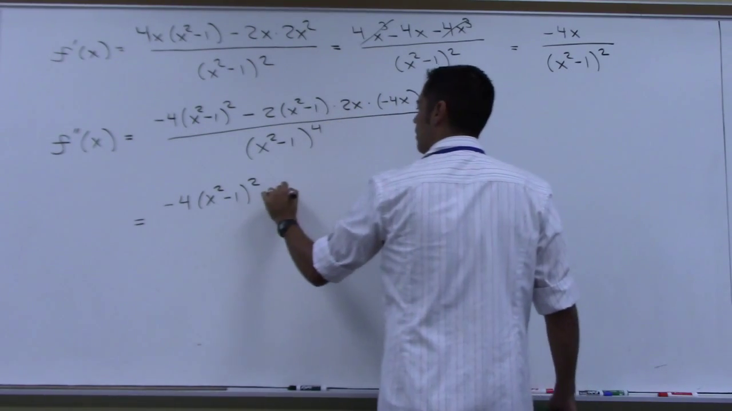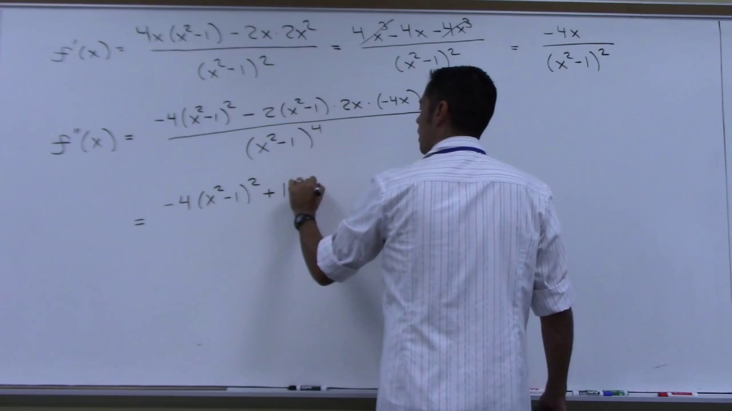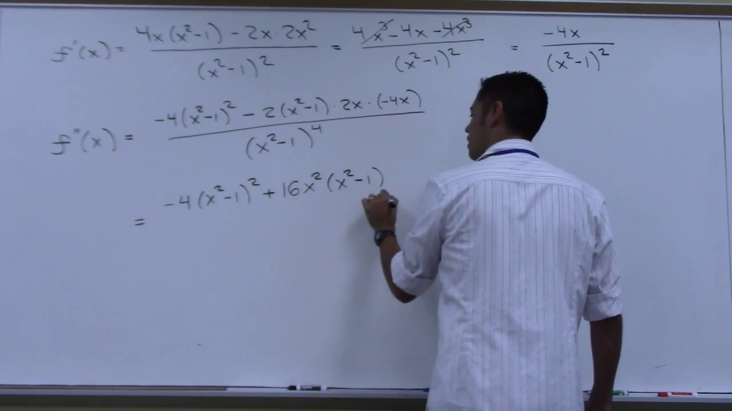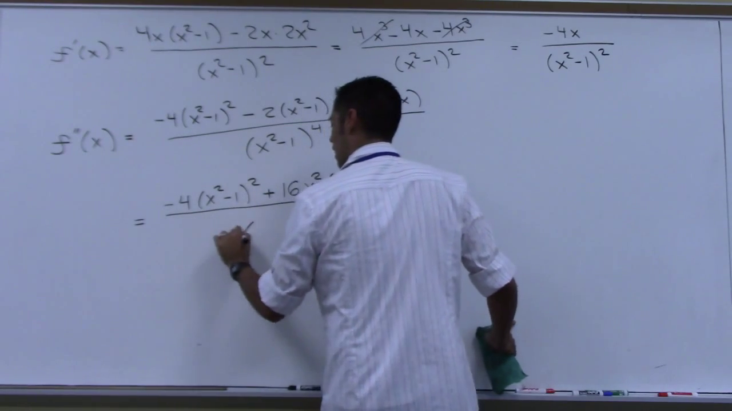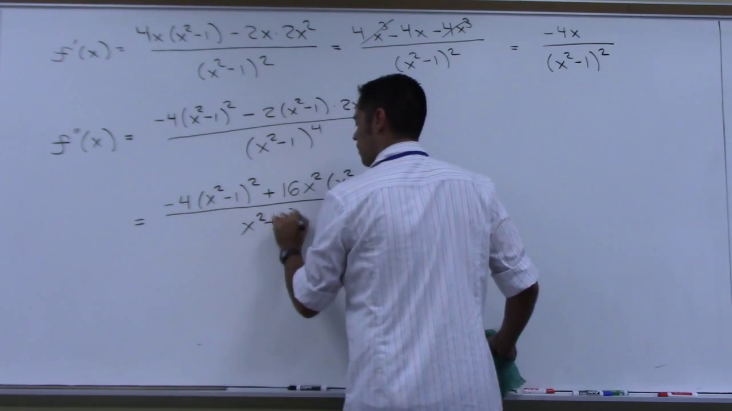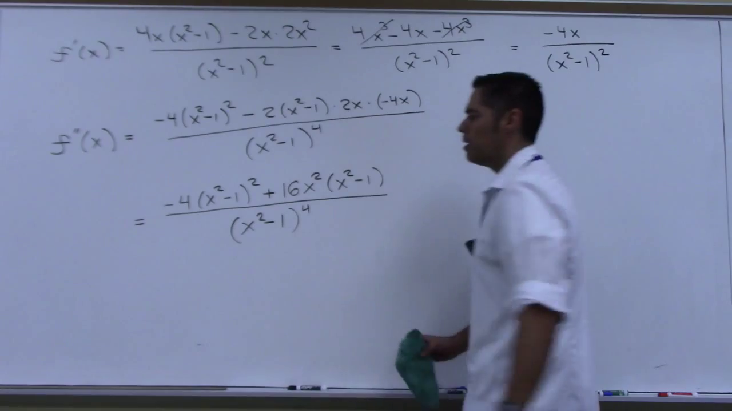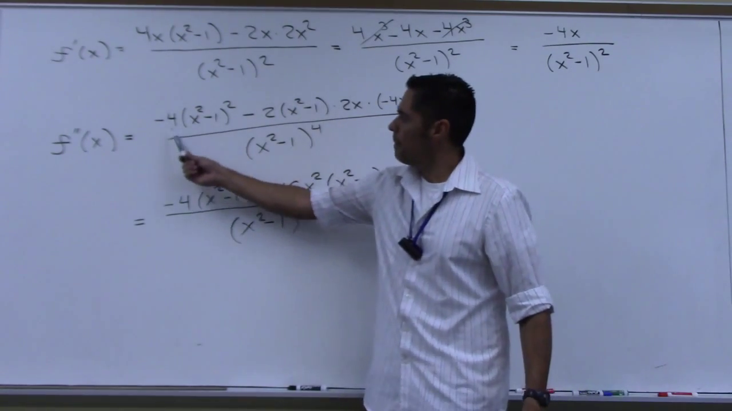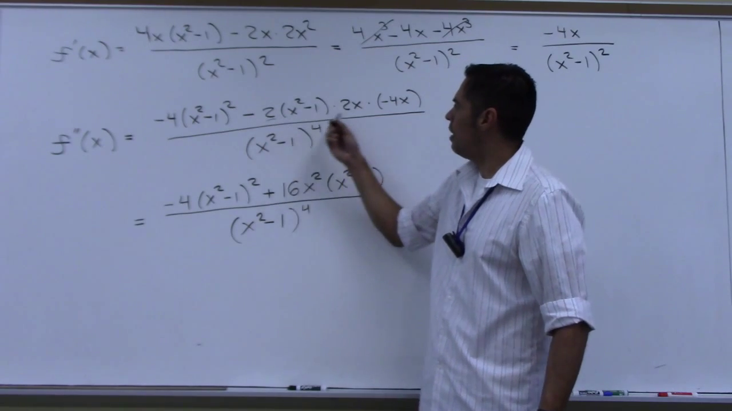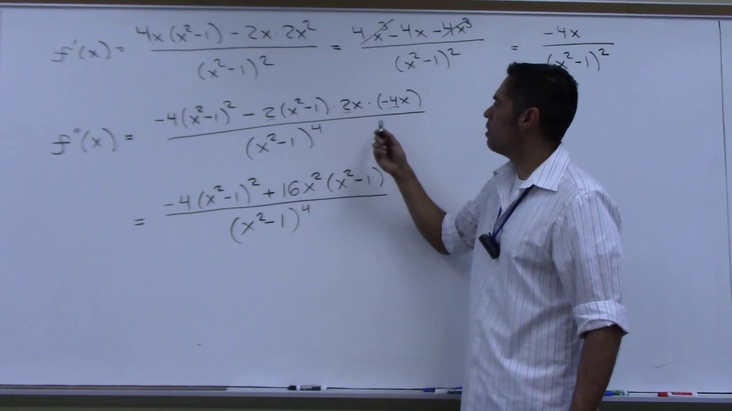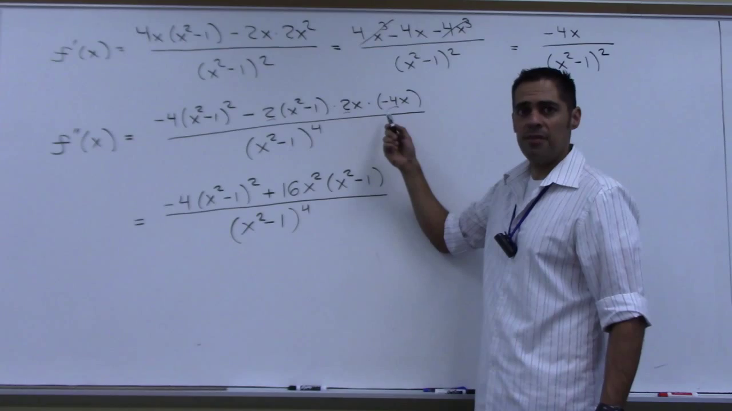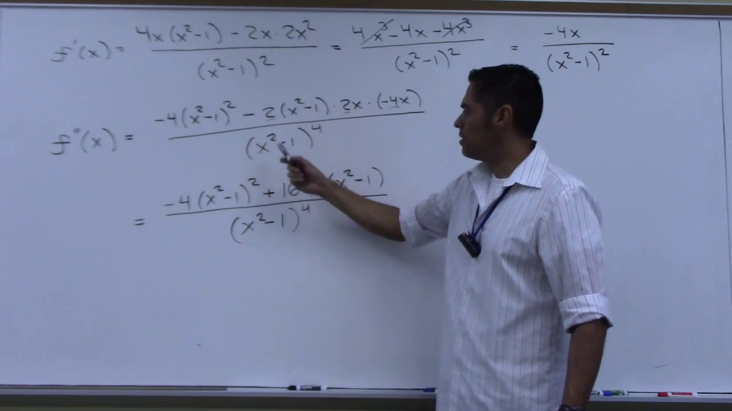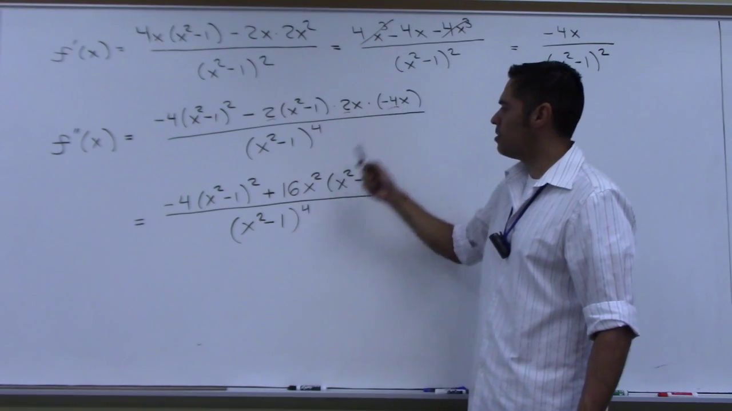2, 4, 6, I believe I'm getting 16x squared times x squared minus 1 over x squared minus 1 to the 4th. Do you agree with me or not? I didn't touch this. I put 2 times negative 4, which is negative 16. But then I'm subtracting that, so plus 16. I had x times x, which is x squared.